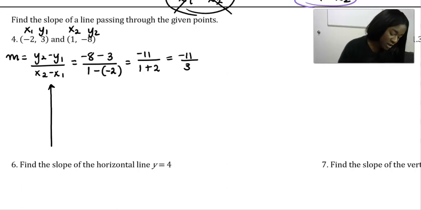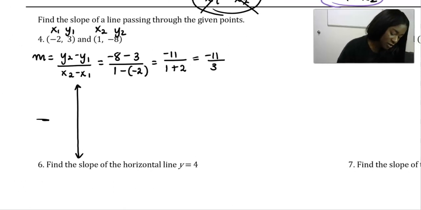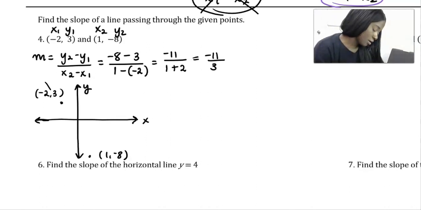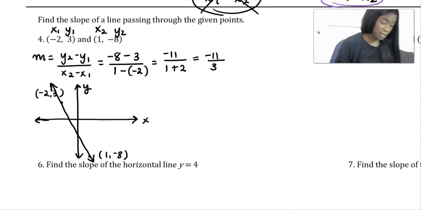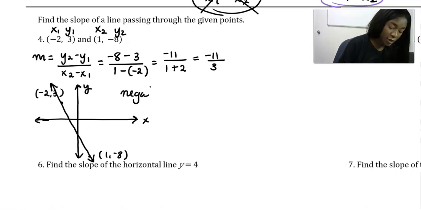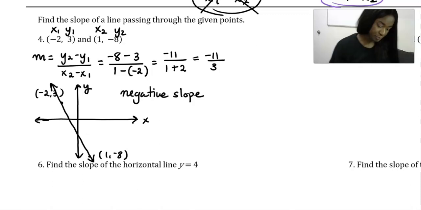And then I also want to quickly sketch this line, just so you can see what it looks like, a rough sketch. So let's say the point negative 2, 3 is about right there. And then the point 1, negative 8 is about right here. And so this line looks something like this. And we can also see that this line had a negative slope. We got a negative 11 over 3 for that slope.